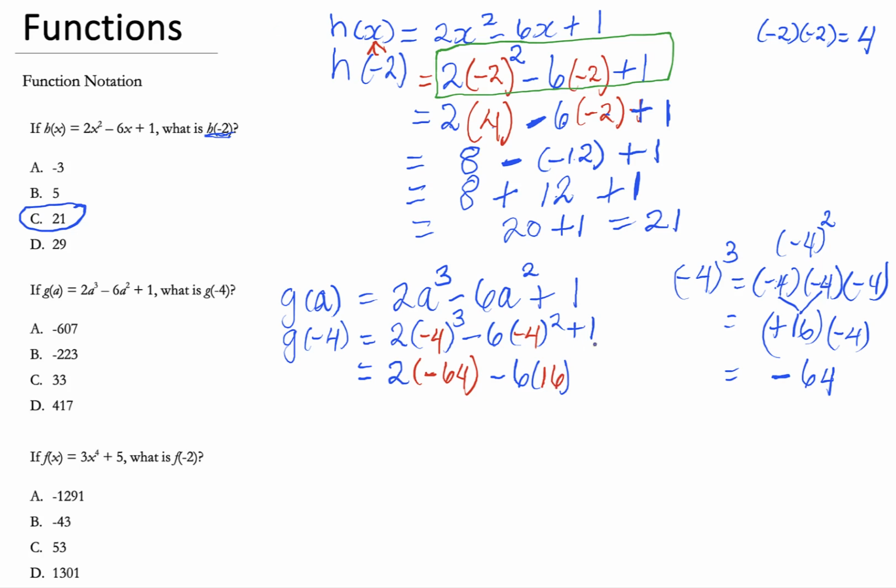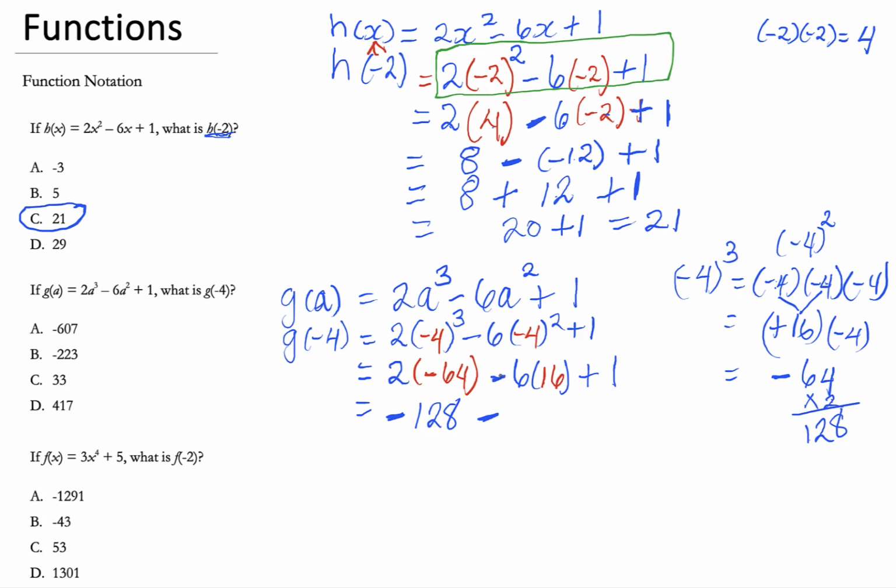And our last step is to add 1. And now we're going to multiply. So we have to multiply 2 times negative 64. My answer will be a negative. And then if you multiply by 2, so 2 times 4 is 8. 2 times 6 is 12. So that will be negative 128.